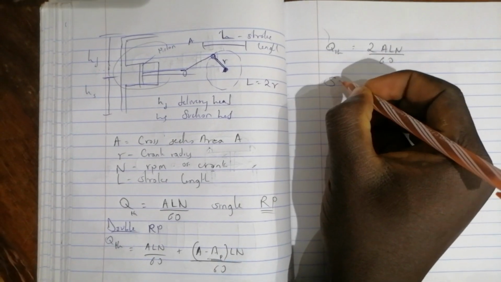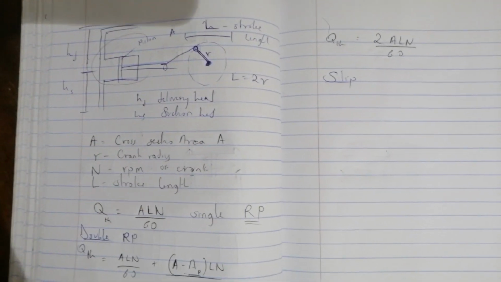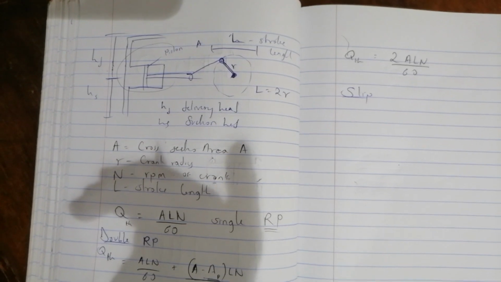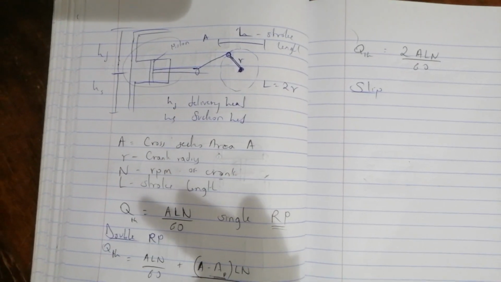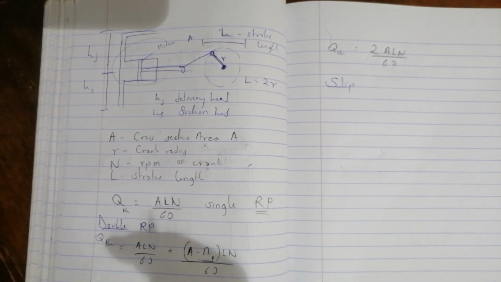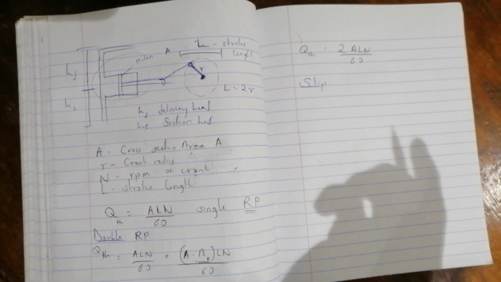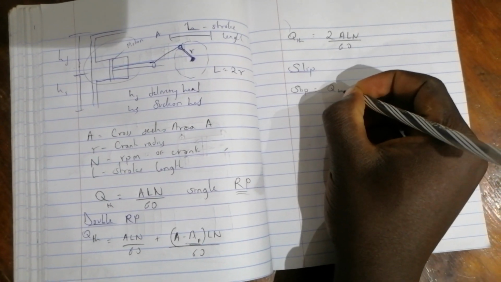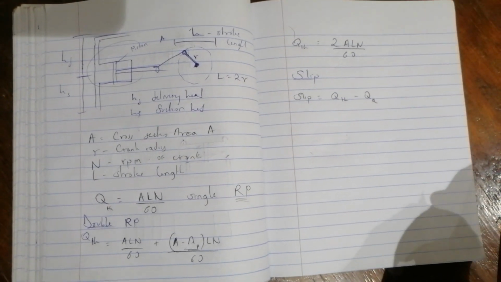We can go to the concept of slip, which a simple definition of slip is the difference between the theoretical and actual discharge, because there's the actual discharge that will be released from that system after all the losses, major and minor. So slip is the theoretical discharge minus the actual discharge.